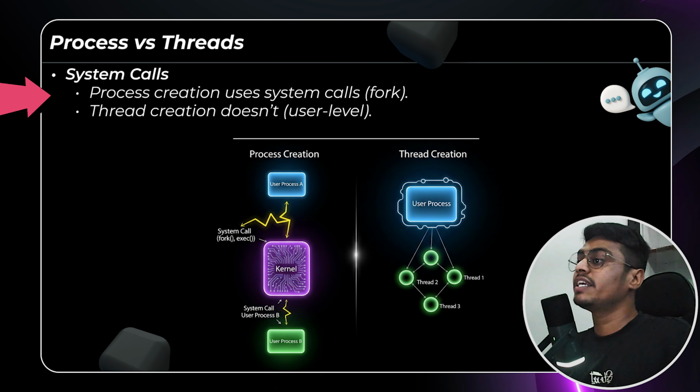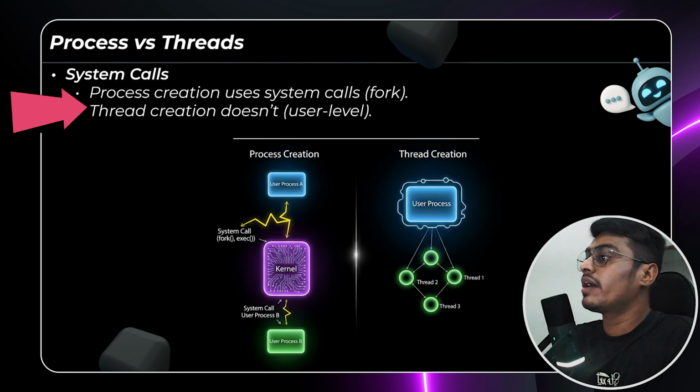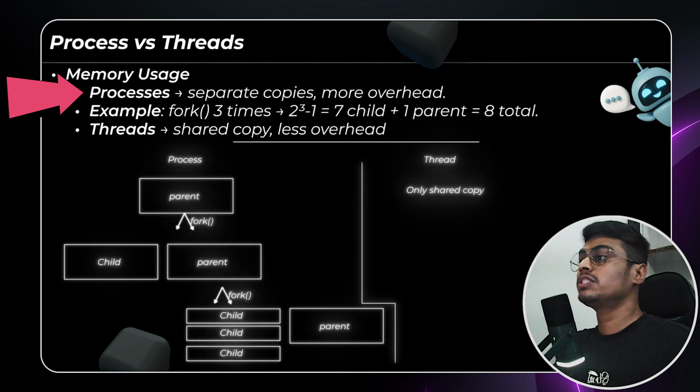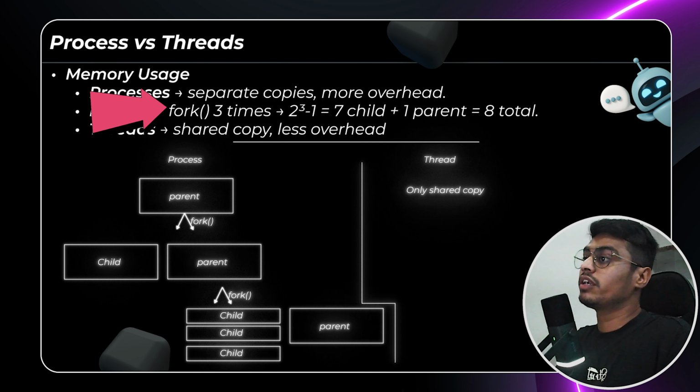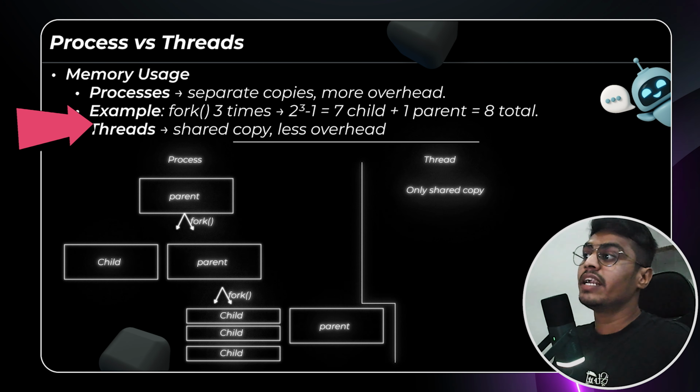Now what are the key differences? The system calls: process creation uses system calls like fork, but thread creation doesn't require any system call, it's handled at user level. Now memory use. Processes have different copies of data and code, creating overhead. If you write fork 3 times, you get 2 raised to the power 3 minus 1, equal to 7 child processes, plus 1 parent, 8 total. Threads share the same copy, creating less overhead.